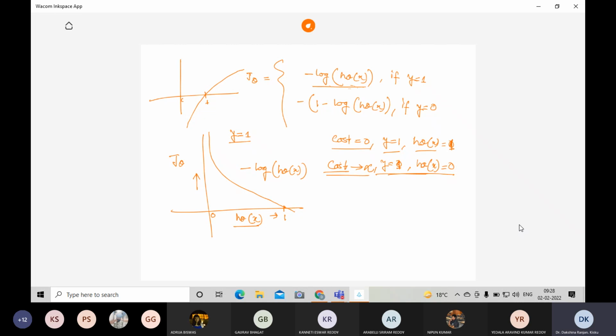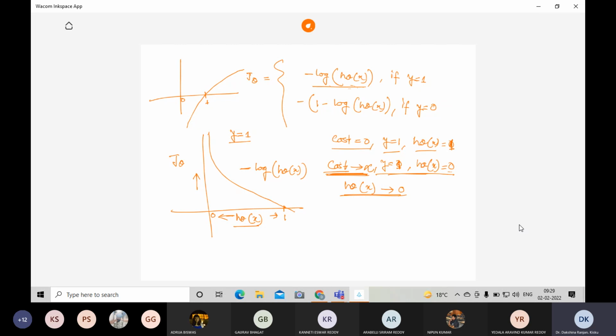This is your 1 and this is 0. Now we are taking minus log of h theta x, and because of this, this curve will look like this, asymptotic to 1. When the class label is 1 and h theta x tends to 0, then the cost function will give us an infinite value. That means the cost will tend to infinity. Okay, so how is it possible?